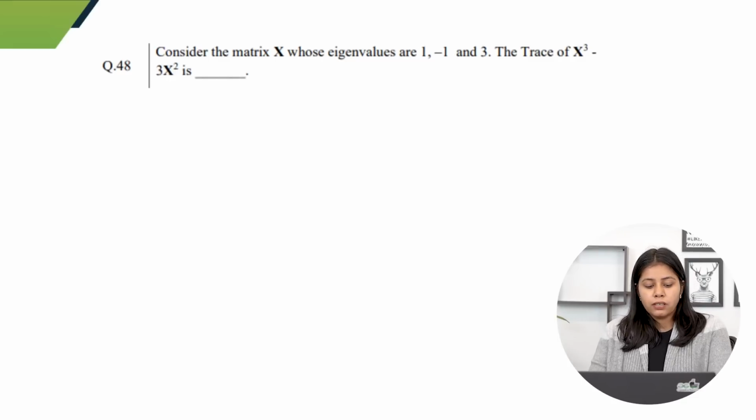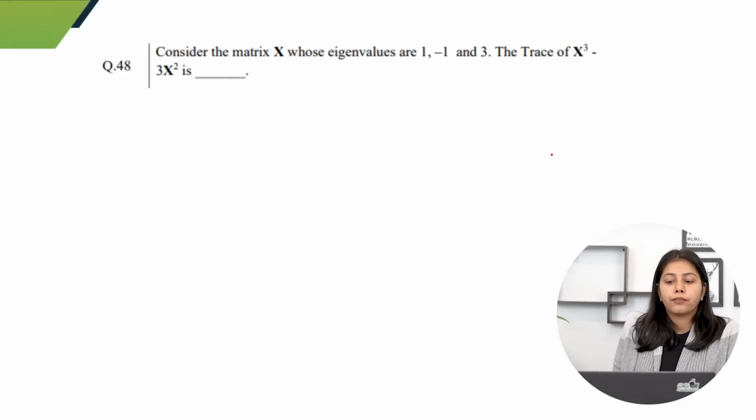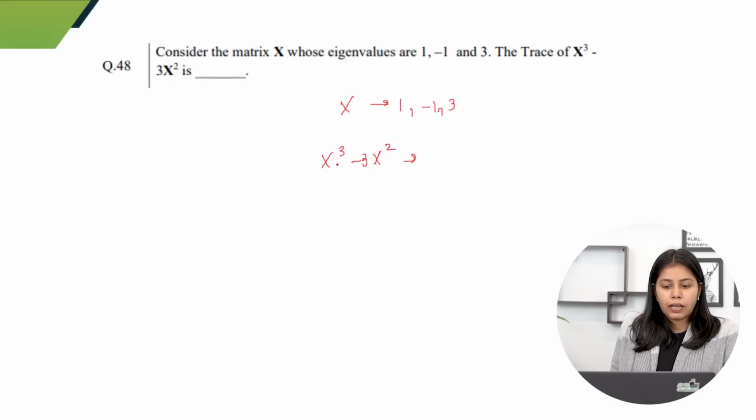Now, next question is from linear algebra. The question says: consider the matrix X whose eigenvalues are 1, -1 and 3. So we are given 3 eigenvalues. We have to find out the trace of X cube minus 3X square. Eigenvalues of X are given as 1, -1 and 3. What would be the eigenvalues of X cube minus 3X square? If I find all the eigenvalues, then the sum of eigenvalues is the trace. That we know.